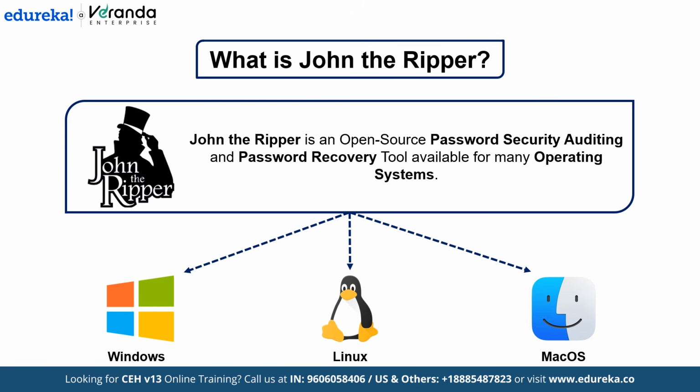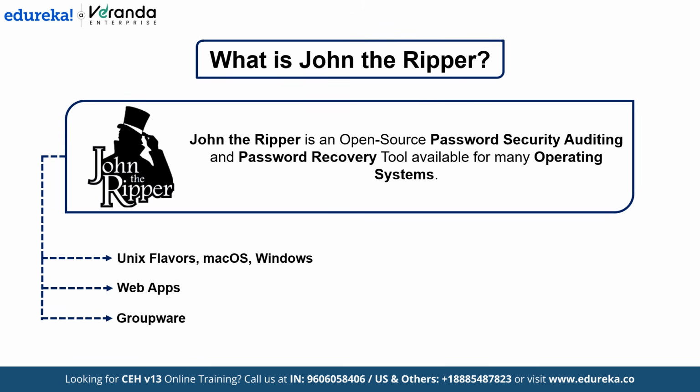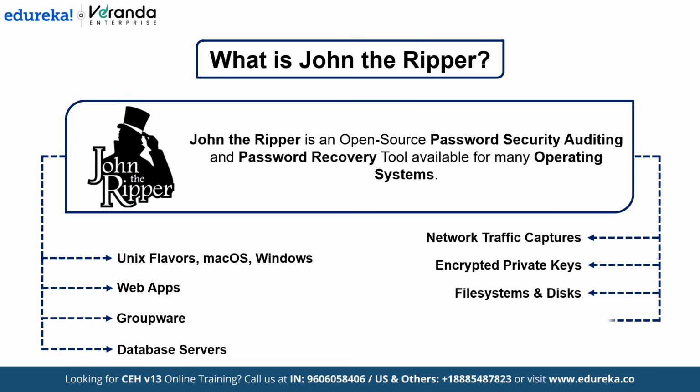tool for different platforms. The reason it's so widely used is because it supports an enormous variety of password hashes and encryption methods. John doesn't just stop at cracking simple passwords. It's capable of cracking hundreds of hash and cipher types. Whether it's user passwords from Unix-based systems like Linux, password hashes from Windows, or encrypted files like zip and RAR archives, John the Ripper can handle it all.